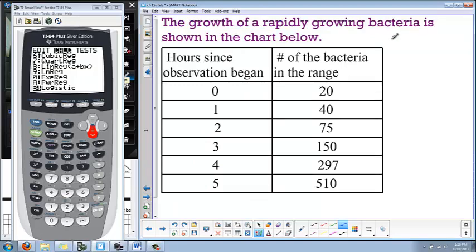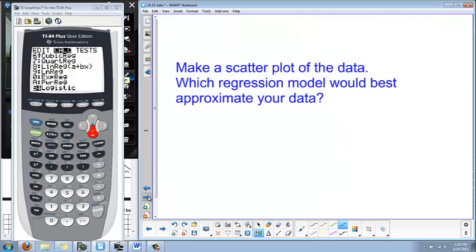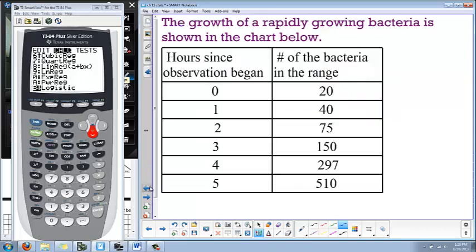Let's see, the growth of a rapidly growing bacteria is shown in the chart below. Fantastic. Alright, so we have that. Make a scatter plot of the data, and then which regression model would best approximate your data. Okay, so we have some values, and then we want to figure out which regression model would fit it best. So we're going to make another scatter plot. The scatter plot is up here with the stat plot.